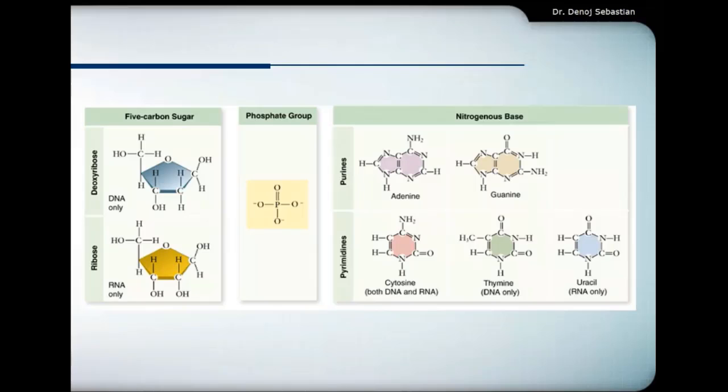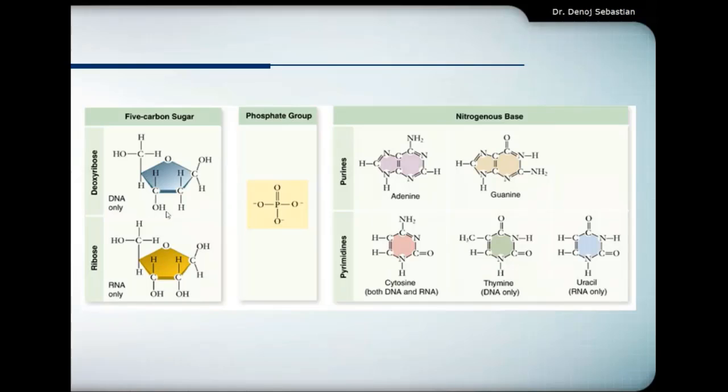Now, when we come to the detailed chemical structure of the components used in DNA, we know that there are deoxyribose and ribose sugars used in DNA or RNA structure. In case of DNA, the sugar used is deoxyribose, and in case of RNA, it is ribose sugar. So that is the difference.